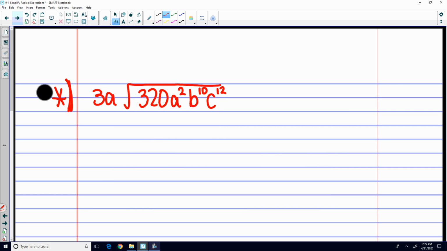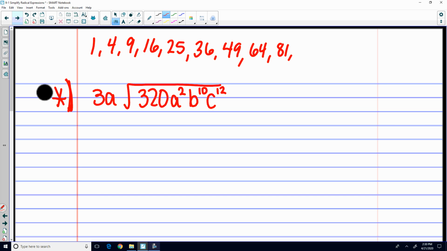All right, last problem. 320, a squared, b to the 10, c to the 12. Okay, so 320. We got to figure out what goes into 320. So let's start dividing. I got 1, 4, 9, 16, 25, 36, 49, 64, 81, 100. We'll see if that's enough.